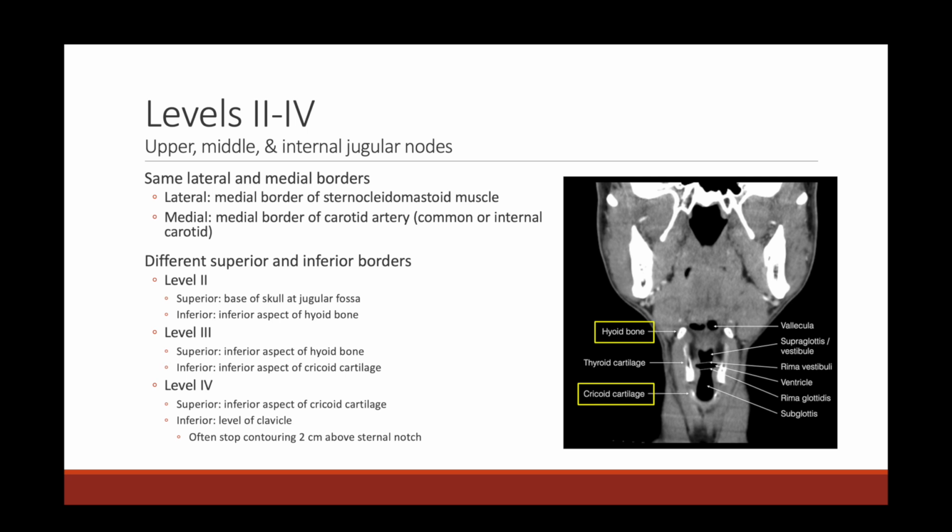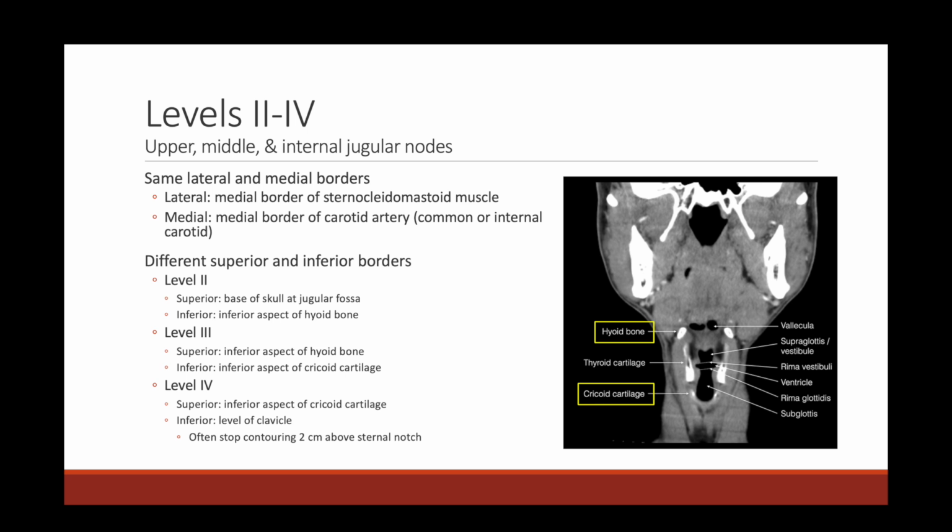So levels 2 through 4 are the internal jugular nodes, and levels 2, 3, and 4 are the upper, middle, and lower internal jugular nodes. So all of these nodes sit on the inside of your sternocleidomastoid muscle, and they basically follow your carotid artery, either the common carotid or the internal carotid, depending on which level we're at. So they follow the carotid artery and the internal jugular vein all the way down from the base of skull as they travel towards the heart.